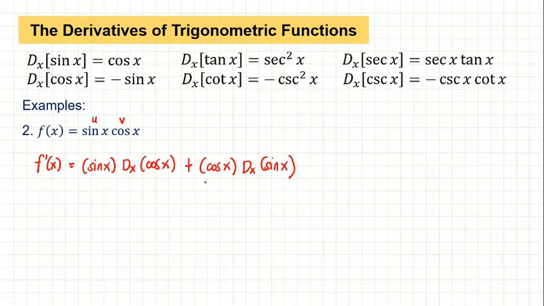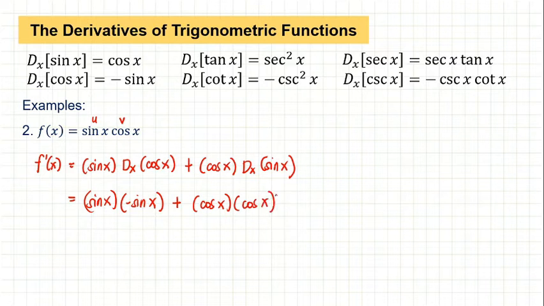Okay, then let's simplify, we have sine x. Derivative of cosine x is negative sine x plus cosine x. Derivative of sine x is cosine x. And this is now equal to sine x times negative sine x is negative sine squared x. Then we have plus cosine squared x. And I can rearrange this one. Cosine squared x minus sine squared x.